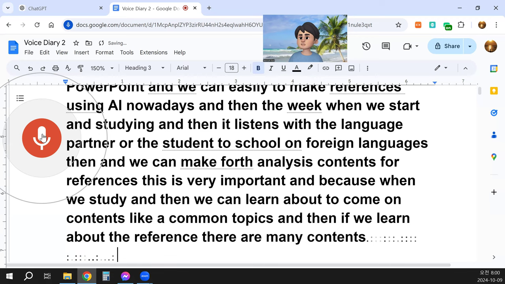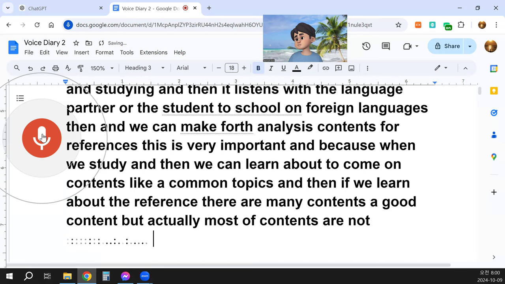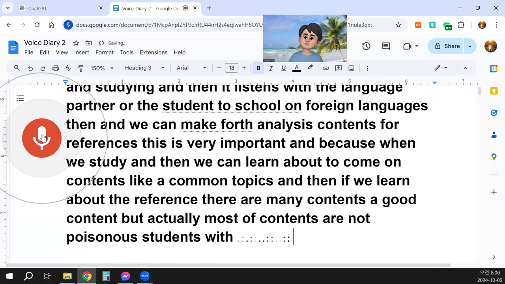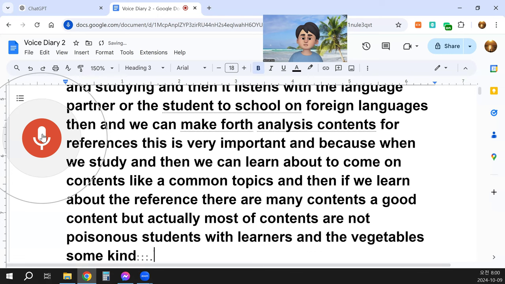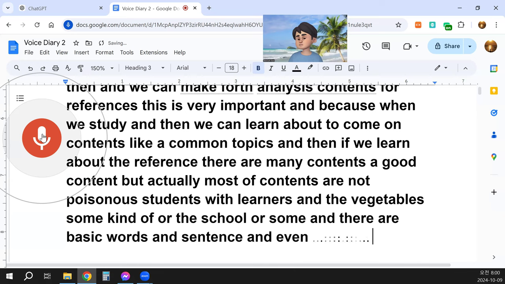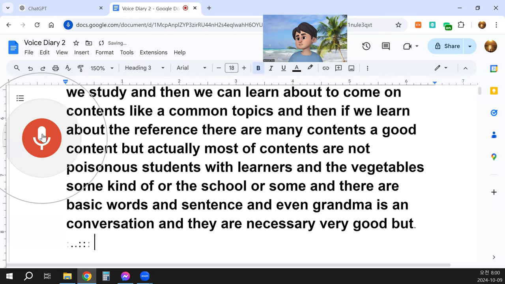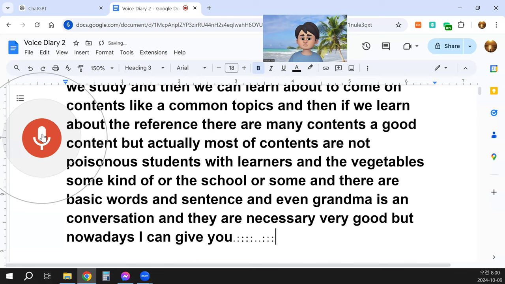But actually, most of the contents are not personalized for the students or learners. For example, the names of animals, vegetables, or the school, and basic words and sentences, and even grammar and conversation. They are necessary and very good. But nowadays, AI can give directly, and we try to tell it about our situation.